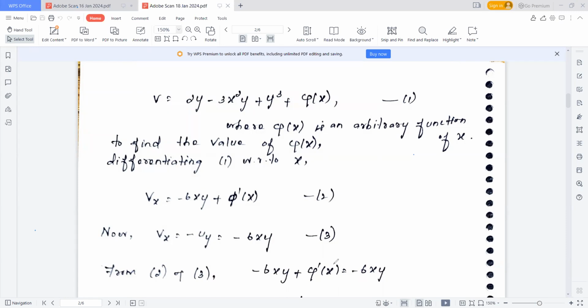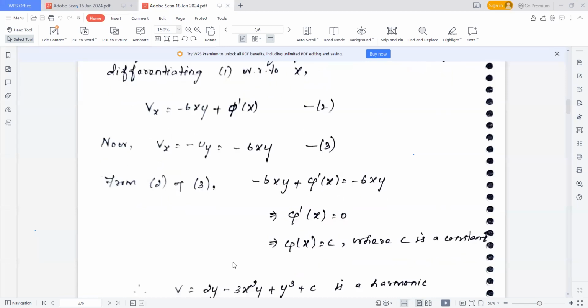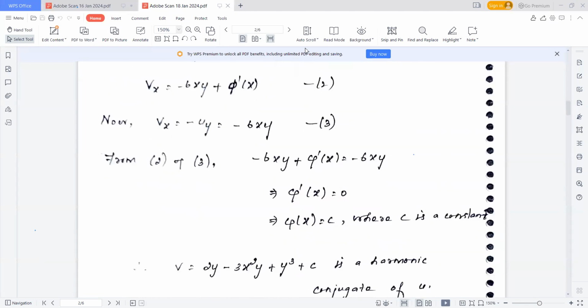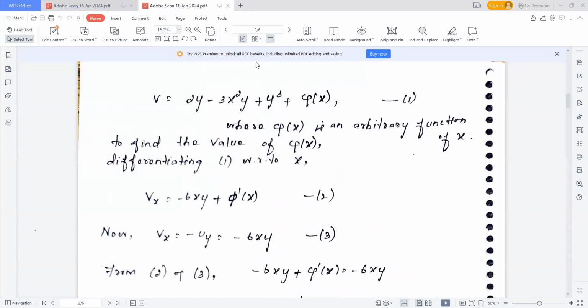So from this, phi dash of x equal to 0. So phi of x must be a constant. So we are substituting the value of phi of x as c in the equation. Which equation? This equation number 1. So in this place, we are replacing phi of x as c.